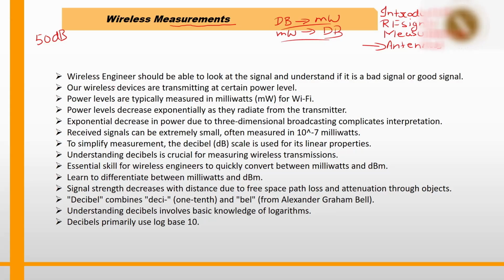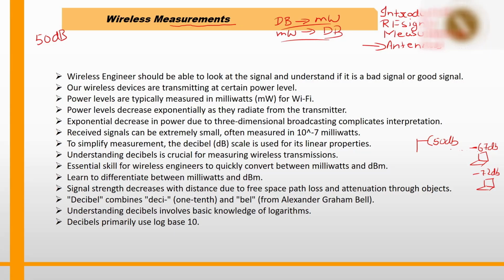Before going to that document, let's go through a few points. A wireless engineer should be able to look at the signal and understand if it's a bad signal or a good signal. Our wireless devices are transmitting at certain power levels. Power levels decrease exponentially as they radiate from the transmitter. Understanding decibels is crucial for measuring wireless transmission, and received signal strength can be extremely small. When we send a signal through an antenna, suppose it is 50 dB, by the time it reaches the user it will be around minus 67 dB or minus 72 dB. It is in minus, right? It is very, very low.